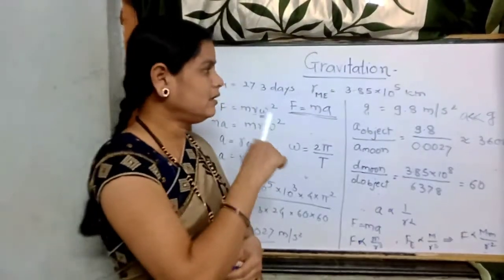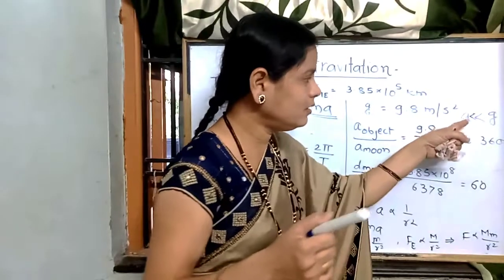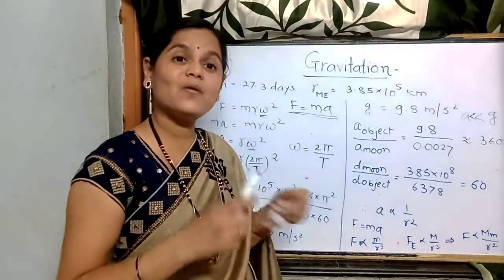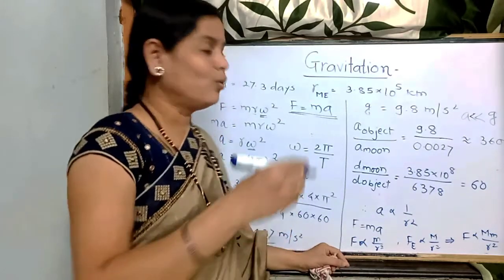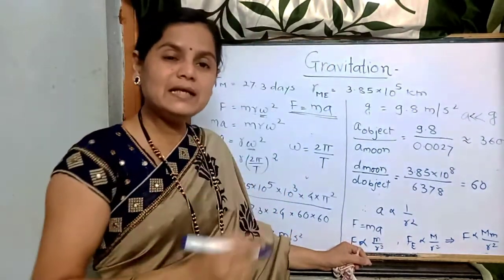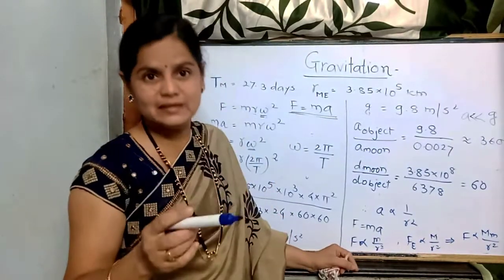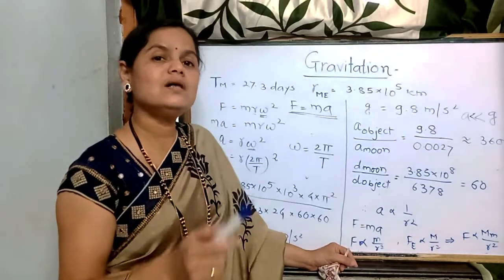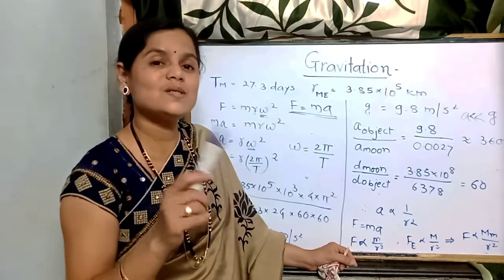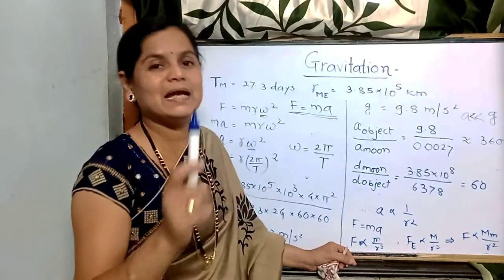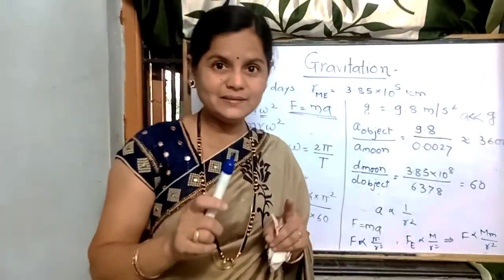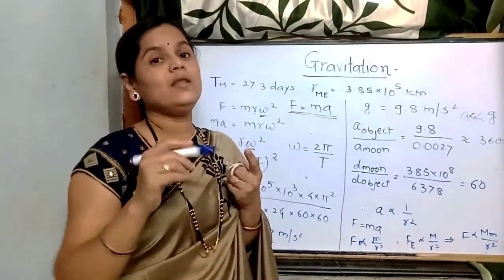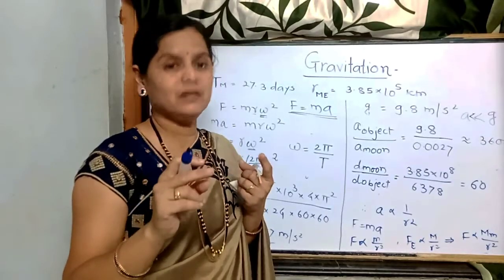Then Newton thought, why does this happen? It means that as the distance from the center of the earth decreases, acceleration increases. That is, this acceleration is inversely proportional to the distance between the object and the center of the earth. Do you get this? See what we have concluded: the distance between the object and the center of the earth.